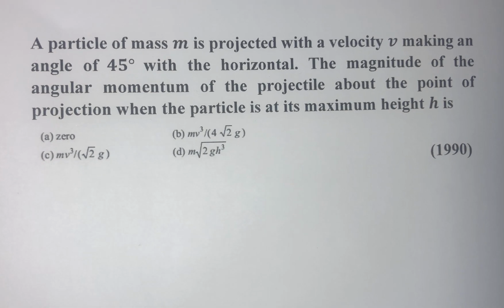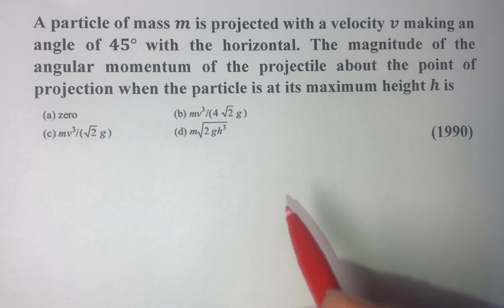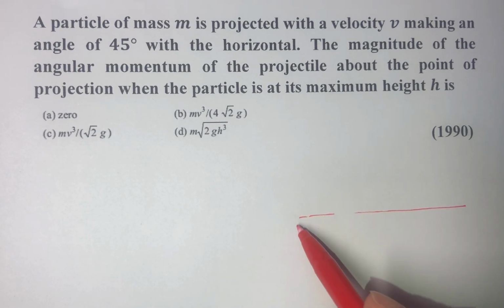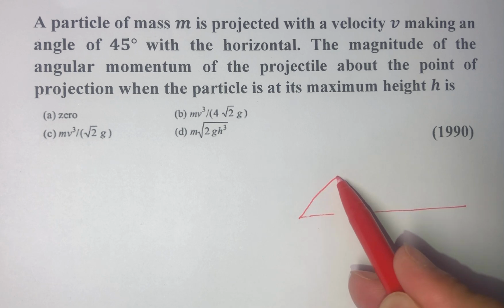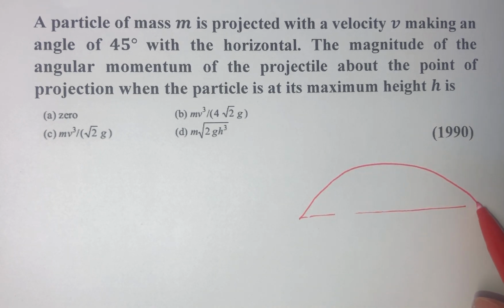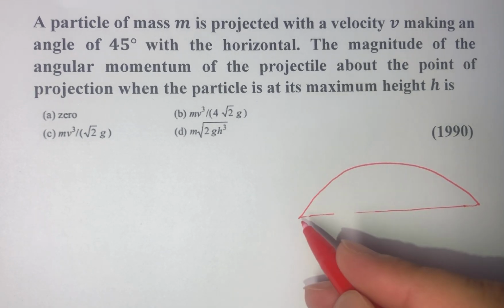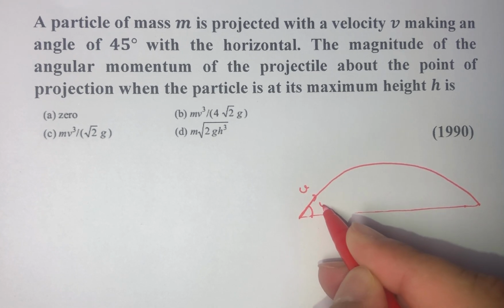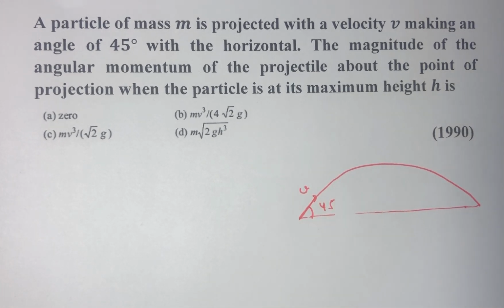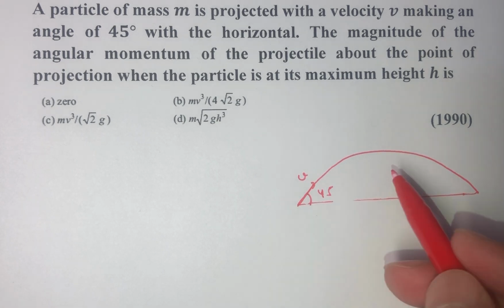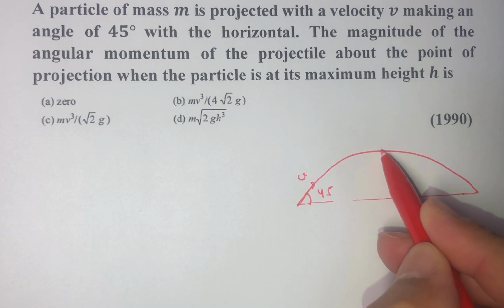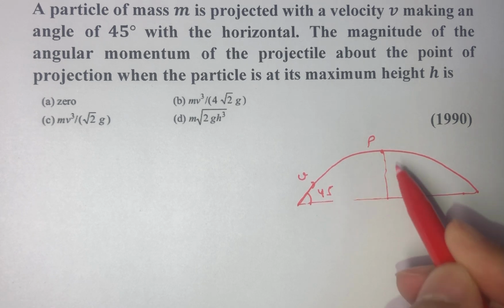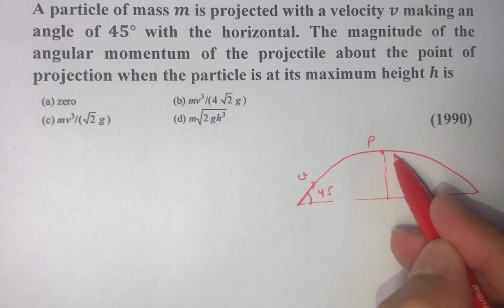So it is given that the particle is being projected. So let's draw the figure. So it is projected with the velocity of v making an angle of 45 degrees, and we are supposed to find out angular momentum at maximum height. So let us suppose this is point P, and which represents the maximum height given as h.